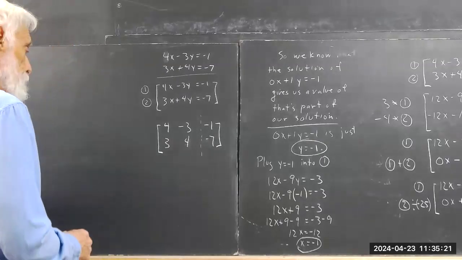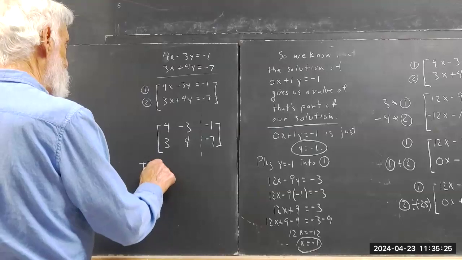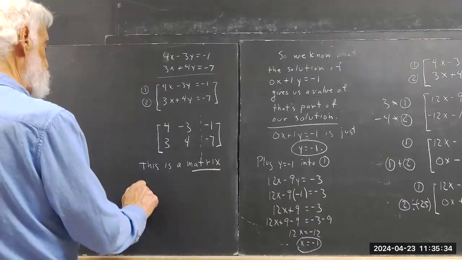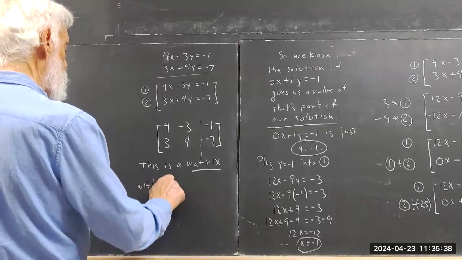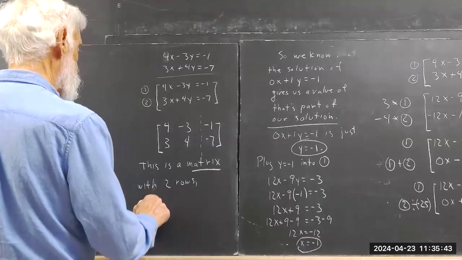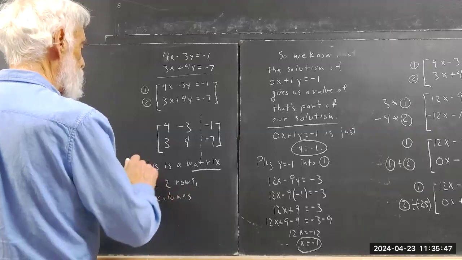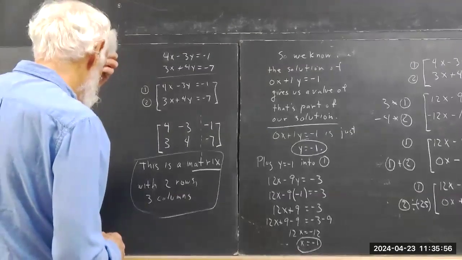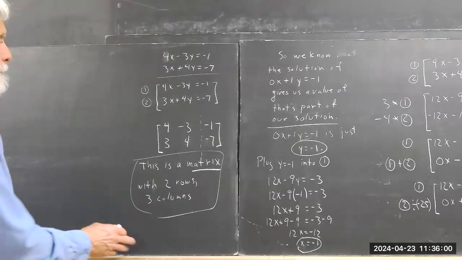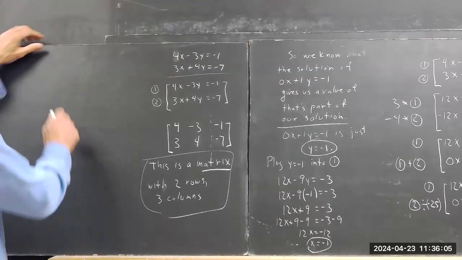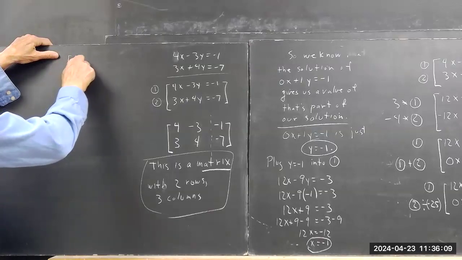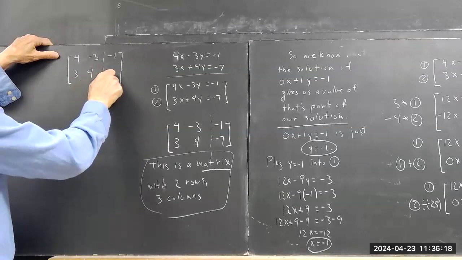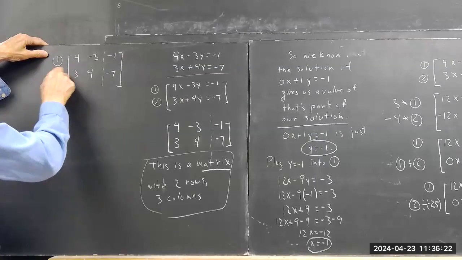So now this is what we call the matrix, with 2 rows and 3 columns. Okay. And I'll leave it at that for the moment. Now what I'm gonna do, I'm gonna take this matrix, and number the rows 1 and 2.